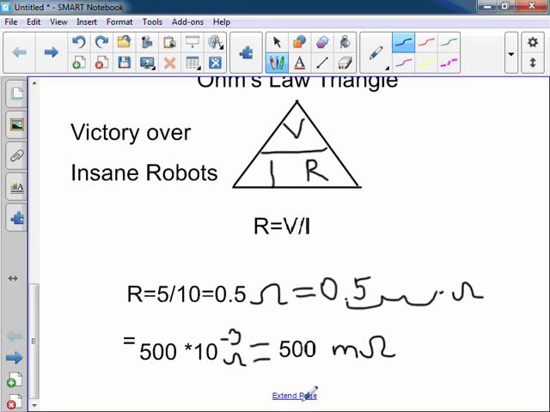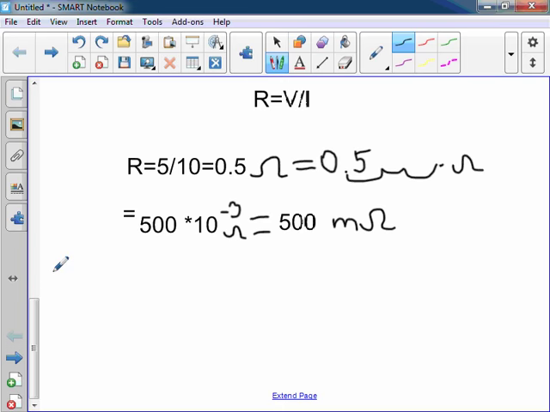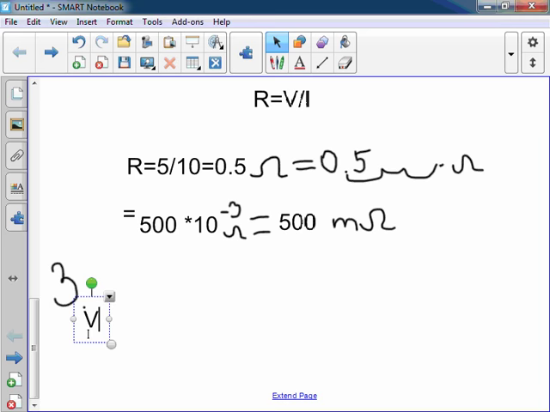Okay. Well, I do want to do one more example, but this time I'm not going to use baby numbers. This time I'm going to use real numbers, the ones that you will likely see in this class. So I'm going to have voltage equals 5 volts. 5 volts is a perfectly good voltage. And I'm going to have current equals 10 milliamps.